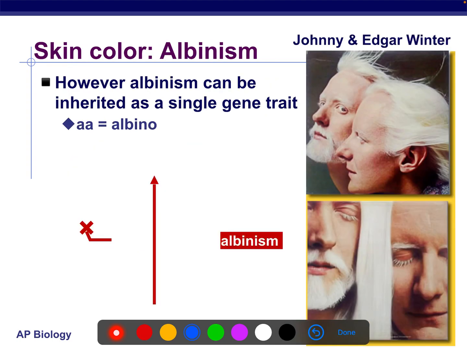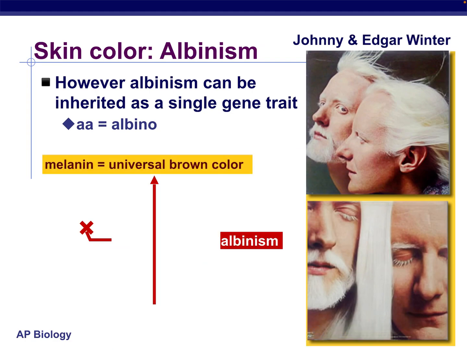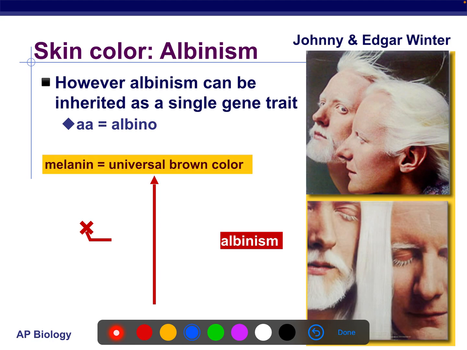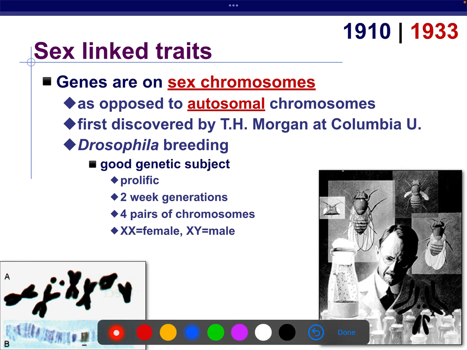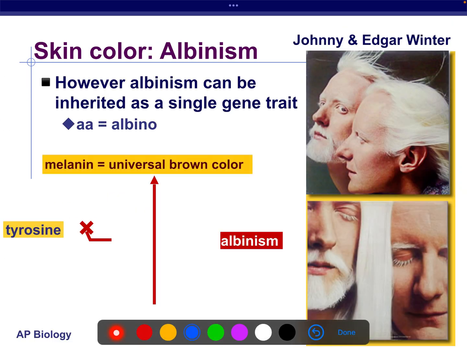Now, albinism is the only exception to this rule. It can be inherited as a single gene trait. What happens is you're coding for this melanin, or that brown color. Individuals who have albinism are blocking an enzyme that would normally take this tyrosine to code for melanin. Because they don't have that enzyme, they are unable to take that tyrosine and produce melanin from it.